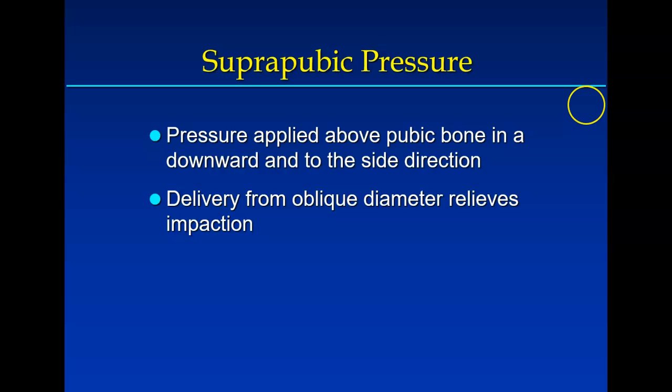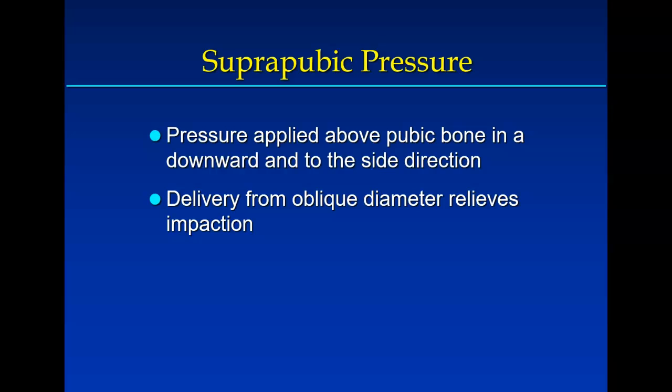The next maneuver is suprapubic pressure. Essentially, you're applying pressure above the pubic bone in a downward and to side direction. Ideally, you want to do this pressing on the scapular side, because by so doing, oftentimes you also will have the shoulders go from a sort of military position or presentation to more a hunched presentation.